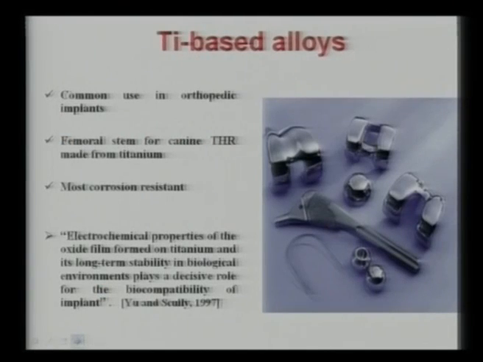Some of the titanium based alloys which are used in orthopedic applications are shown. As you can see, these titanium alloys are available in different sizes as well as different shapes. You can get titanium balls, you can get a titanium femoral stem here. So all these applications are possible because of the combination of properties that they exhibit, as I just mentioned.